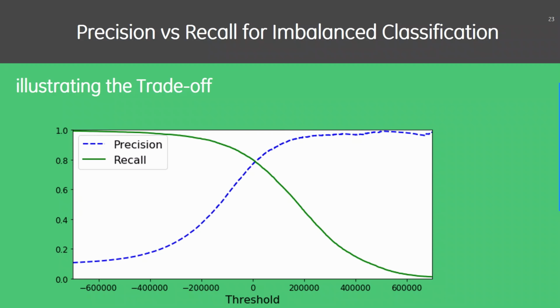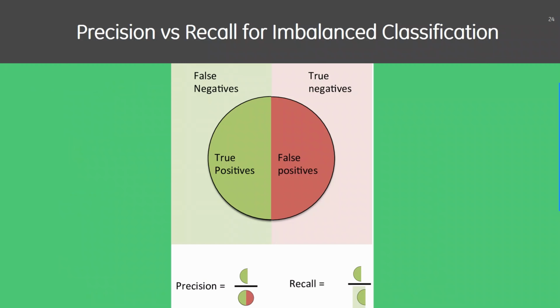Next, this is illustrating the trade-off, which is precision versus recall for imbalanced classification. So you can see the precision graph and a recall graph for imbalanced classification. Next, here is the precision versus recall classification. So we have false negatives and true negatives. The precision is true positives divided by the entire predicted positive set. The recall is the true positives divided by only the actual positives.